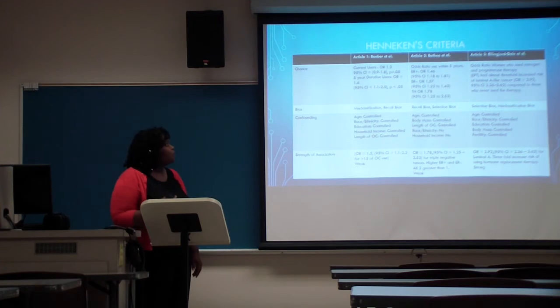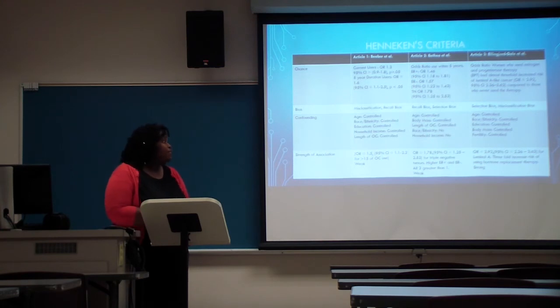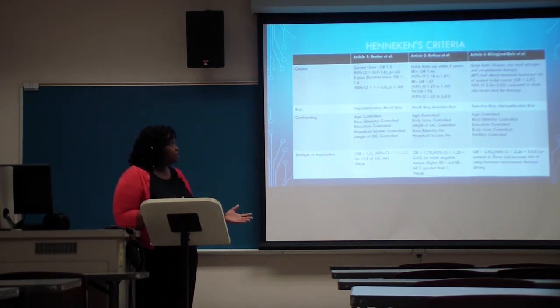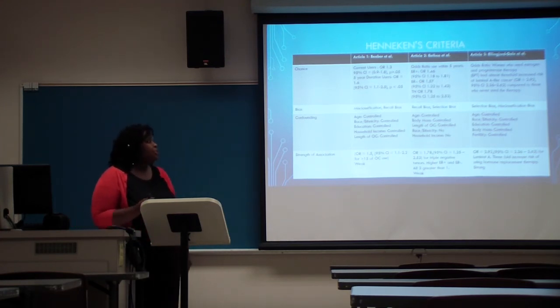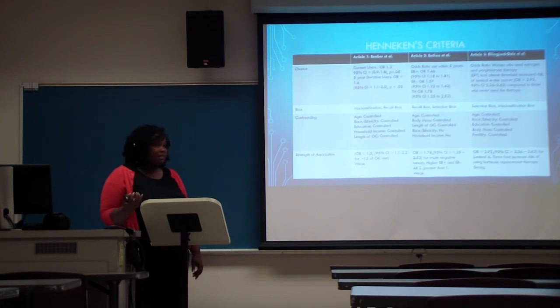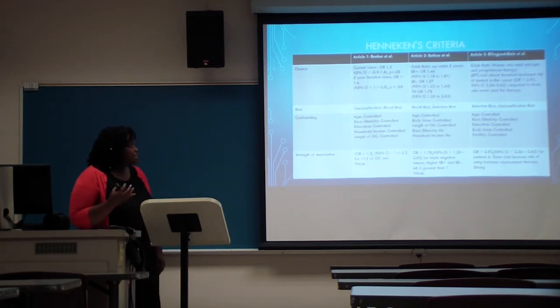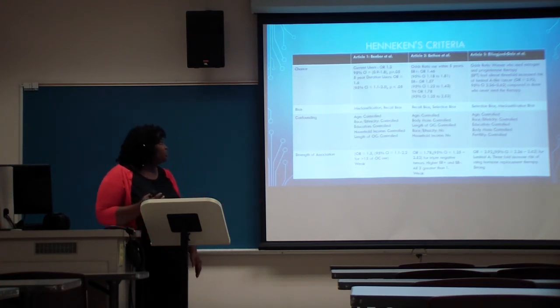In terms of confounding, for Article 1, age, race, education, household income, and length of OC use were all controlled. In Article 2, age, body mass, and length of OC use were controlled. However, race and ethnicity were not controlled for, neither was household income. In Article 3, age, race, education, body mass, and the number of live births were all controlled.